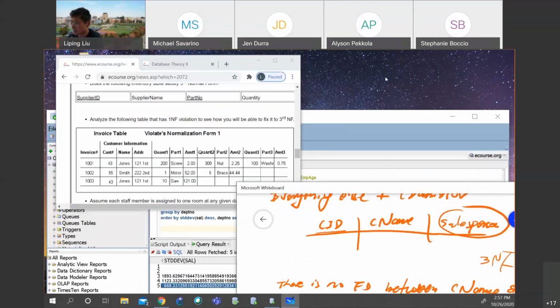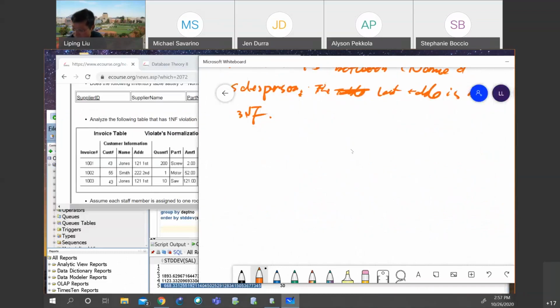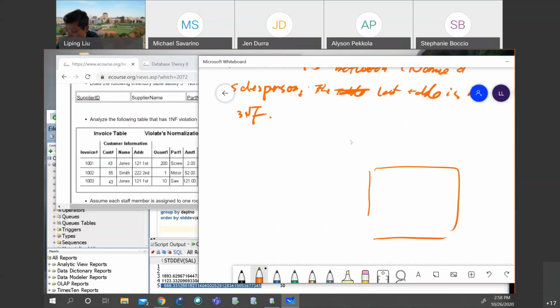Okay, let's do it. Let's put it here. So first of all, I'm going to take those repetitive columns out. So repetitive columns include part, and then quantity, QTY, and then amount. So those three will be out.